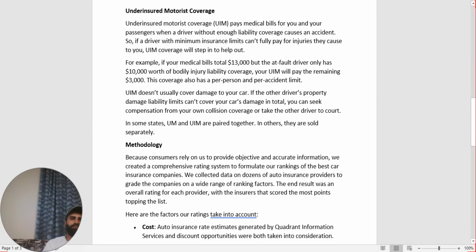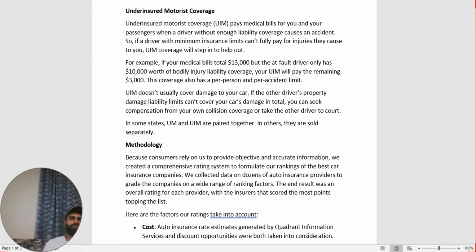UIM pays medical bills for you and your passengers when a driver without enough liability coverage causes an accident. So if a driver with a minimum insurance limit can't fully pay for the injuries they cause to you, UIM coverage will step in to help out. For example, if your medical bills total $13,000 but the at-fault driver only has $10,000 worth of bodily injury liability coverage, your UIM will pay the remaining $3,000. This coverage will also have the per person and per accident limit.